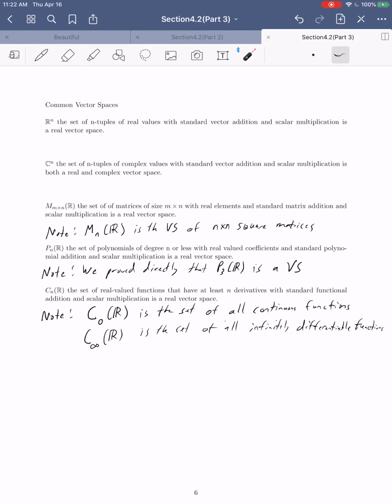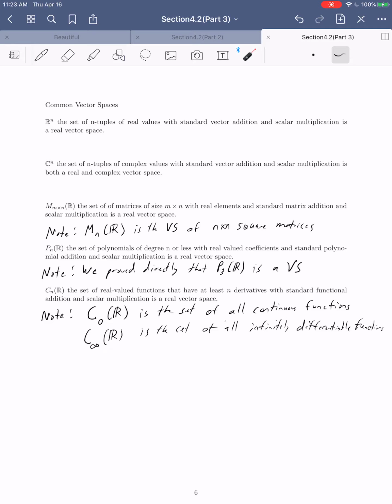Now, these are going to be pretty important to us. We've been studying matrices already, so it's nice to know that they are a vector space. And these are going to become very important when we return and use linear algebra, which is what we've been studying now, to help us with differential equations. So we'll be working in this space quite a bit. All right, so now that we've had this discussion, you are allowed to assume that if you are working in any of these vector spaces, Rn, Cn, M by n of R, Pn of R, and Cn of R, as long as you're using the standard operations, standard addition, and standard scalar multiplication, those are all vector spaces.